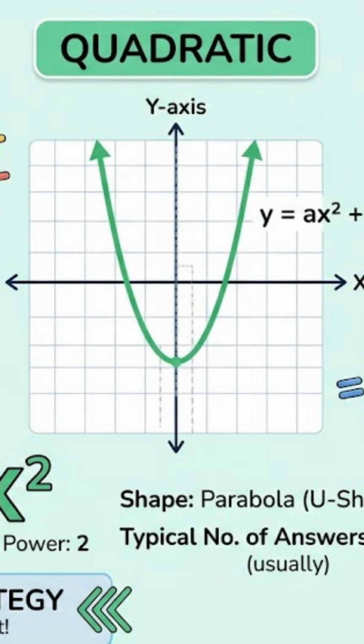Quadratic equations. The curve. In a quadratic equation, the highest power of the variable is 2. There must be an $x^2$ term somewhere in the mix. Standard form: $y = ax^2 + bx + c$. The graph. A symmetrical U-shaped or N-shaped curve called a parabola.